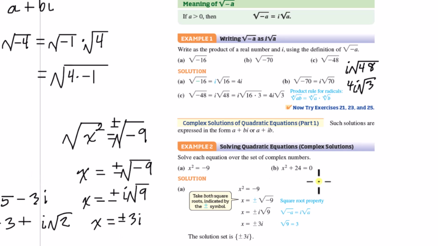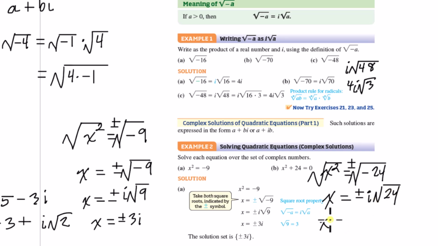Now, what about x squared plus 24 is equal to 0? Subtract 24 from both sides. Apply the square root property. So now take out an i. Okay, now 6 times 4 is 24. So you're going to have 2i root 6. Plus or minus 2i root 6. And there you go.